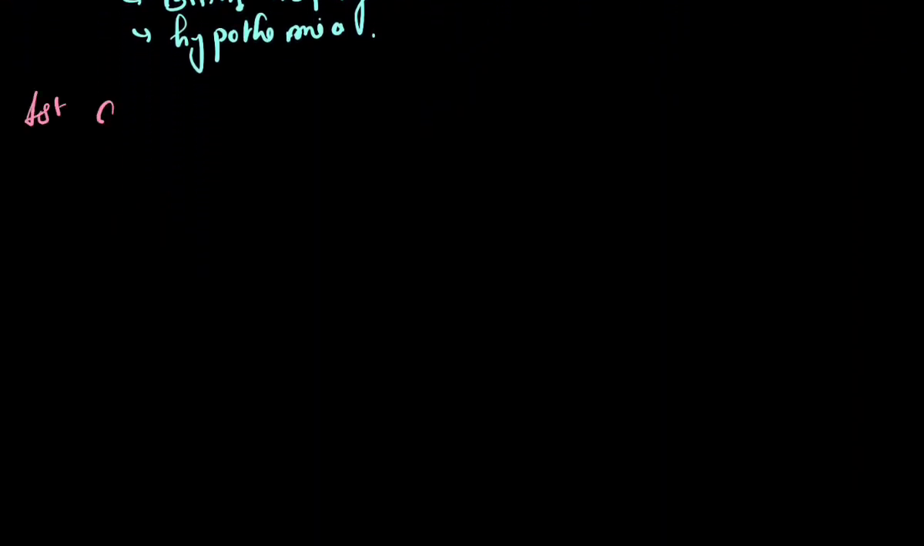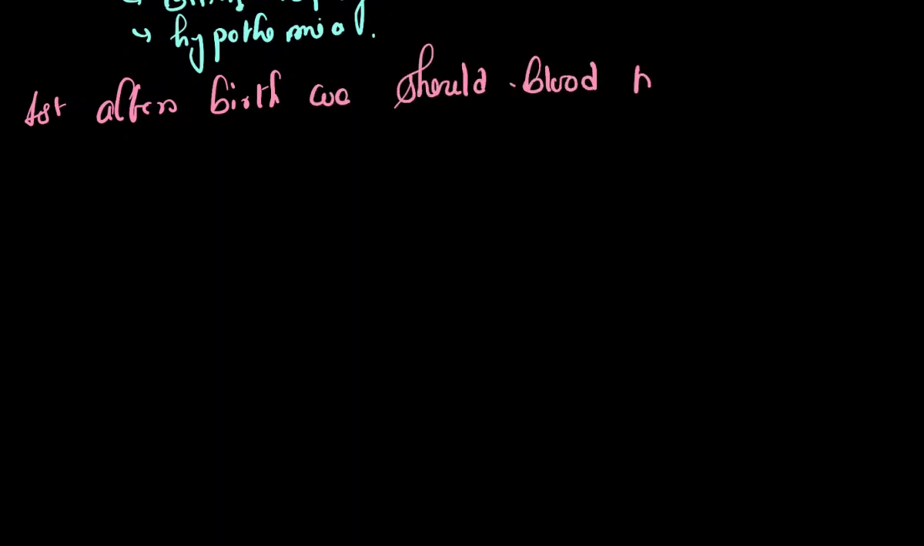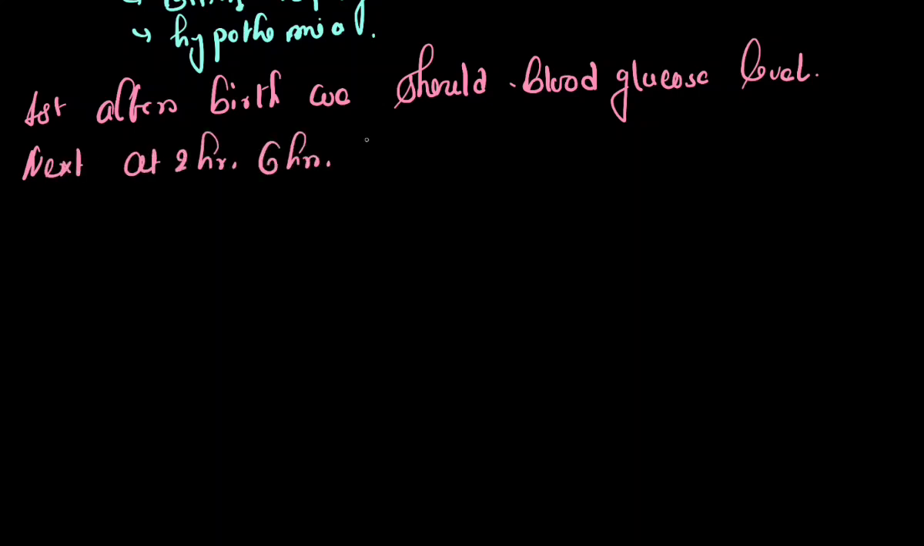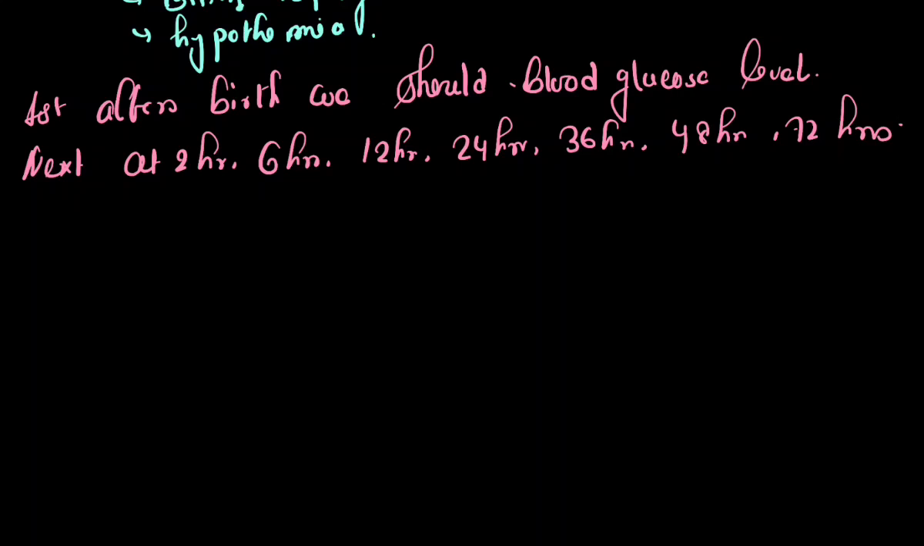Next, I discuss when we monitor blood glucose levels in a neonate. First, after birth, we should monitor blood glucose level. Next, at 2 hours, 6 hours, 12 hours, 24 hours, 36 hours, 48 hours, and last 72 hours, we should monitor the blood glucose level. In case of TPN, we should monitor blood glucose level every 6 hourly.